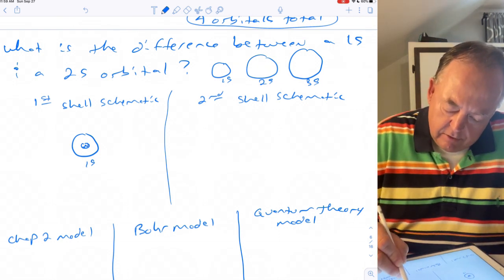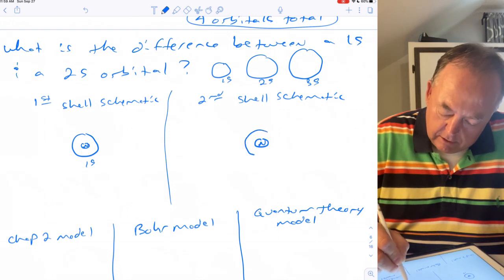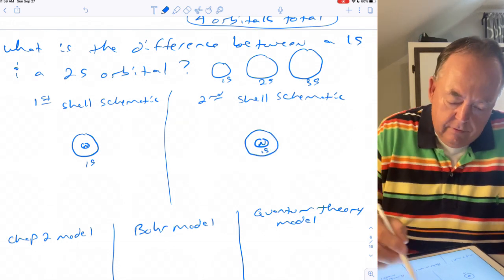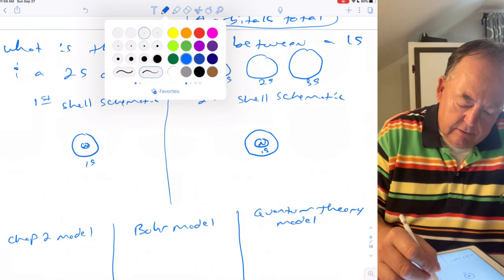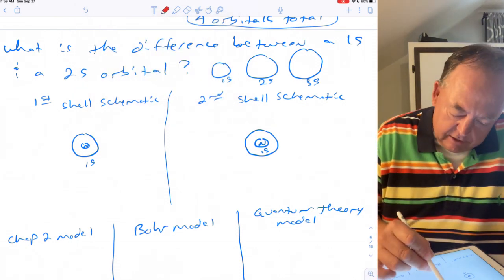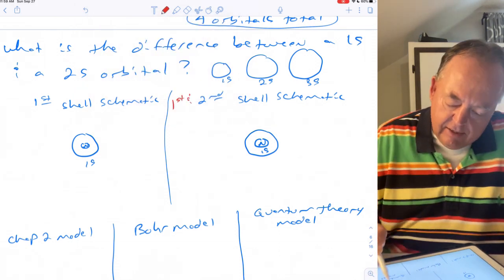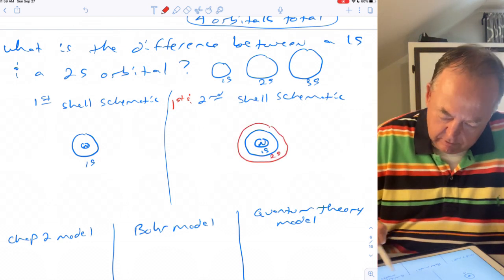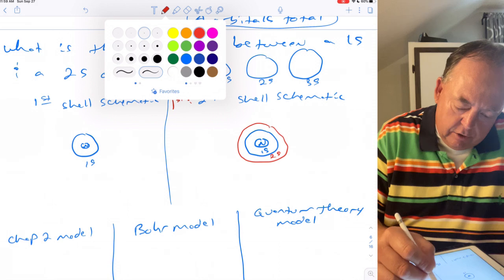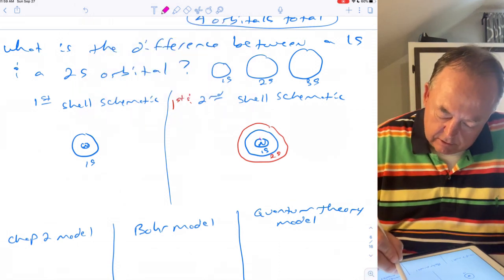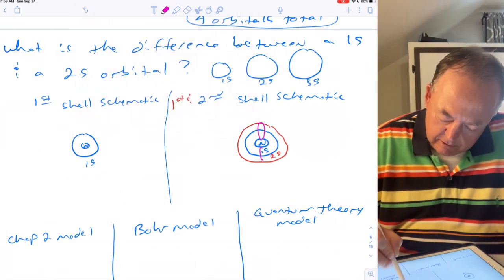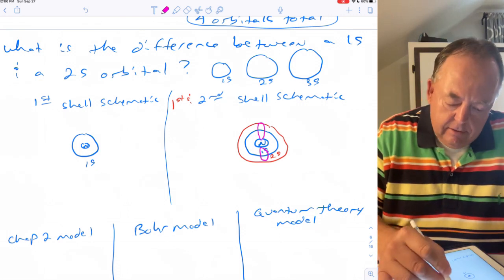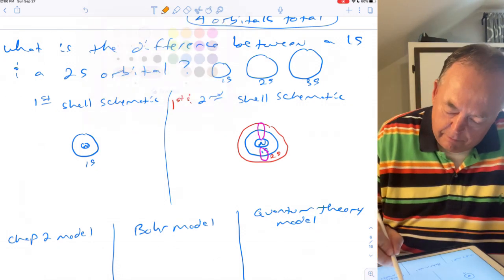At the second shell, you have your nucleus. That would be your 1s orbital. So if we consider the first and second shell, and then you have a 2s orbital, which is bigger. And then at the second shell, you also have p orbitals. So you have a py, right? And then you have a px orbital.